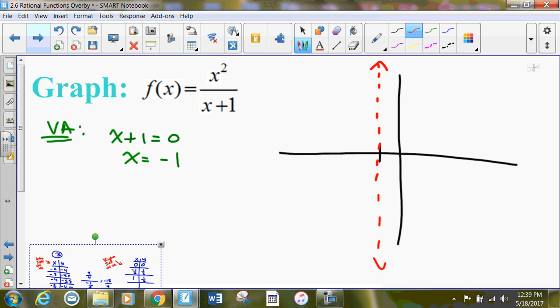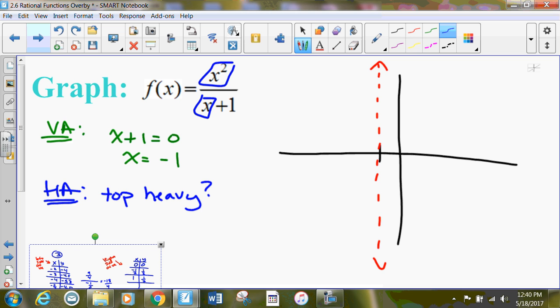Okay, just one vertical asymptote. Then when we're talking about our horizontal asymptotes, we're going to look at the highest power in the numerator and the highest power in the denominator. And we're going to ask ourselves, is our function top heavy? Because if it's top heavy, we remember from last year in Algebra 2 Trig that meant there is no horizontal asymptote.